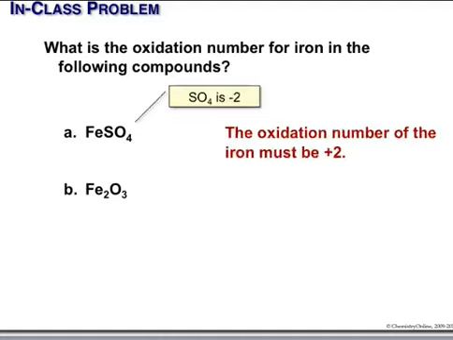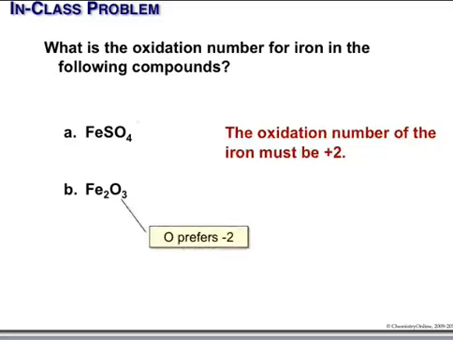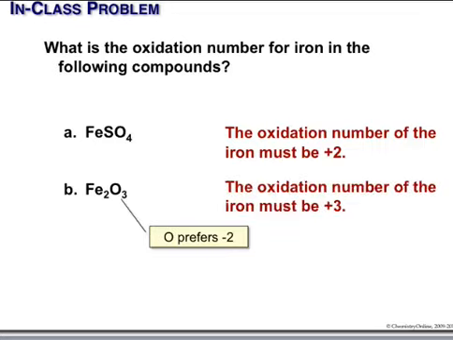Oxygen will form what kind of an anion? A -2, right? So we have 6 negatives, don't we? That means we must have 6 positives. If we have 6 positives and only 2 irons, each iron must be +3.